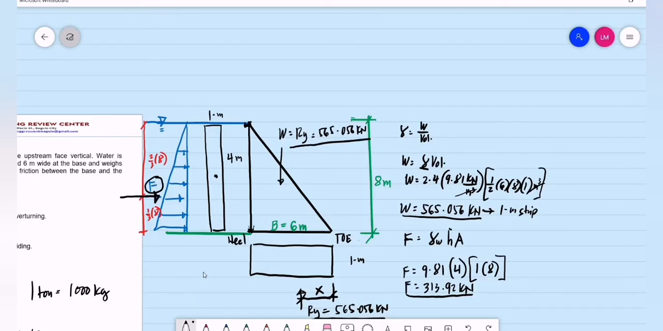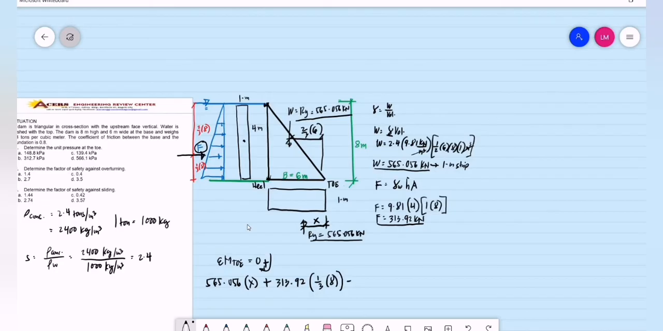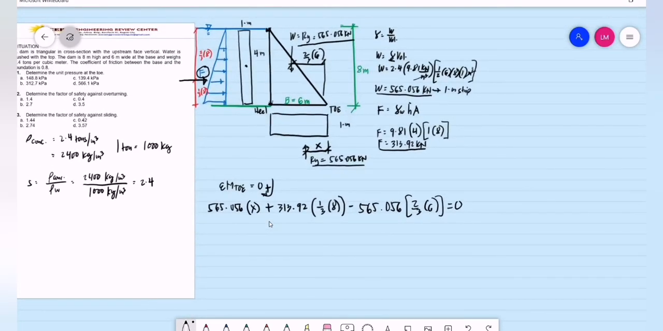So what is its location? Again, this is a triangular section. So basically, this distance is 2/3 of 6, 2/3 of the base, 6 meters. So that is minus 565.056 multiplied by 2/3 of 6 meters. And this is now equal to 0. So let us compute for the value of x. How far is the reaction at the base from the toe?